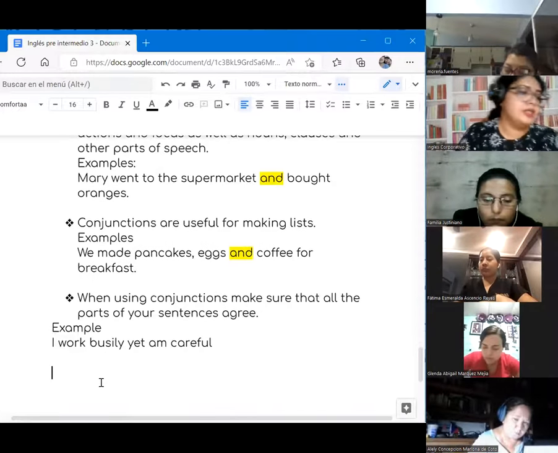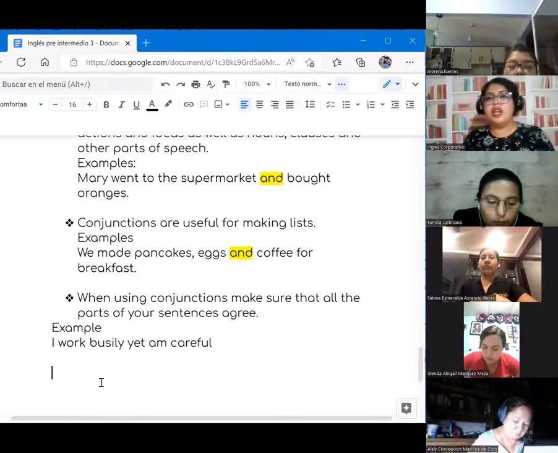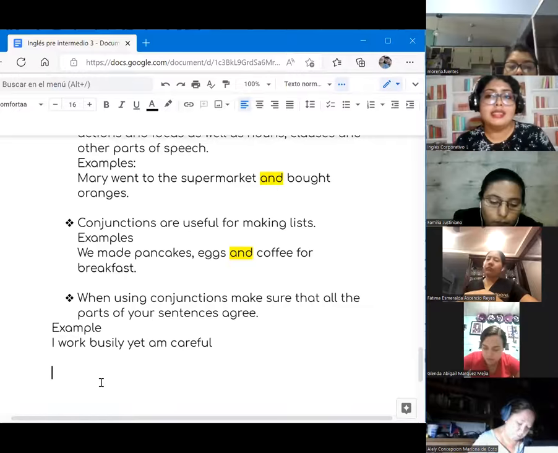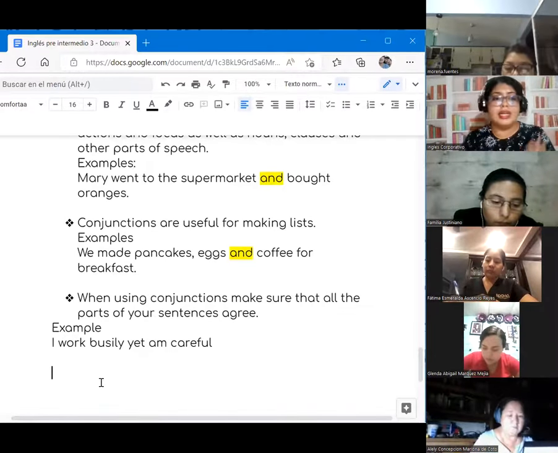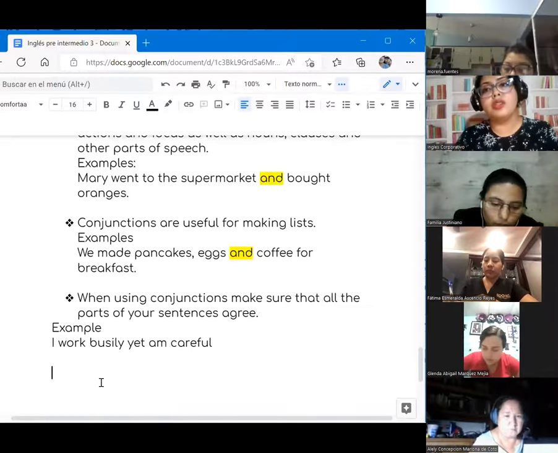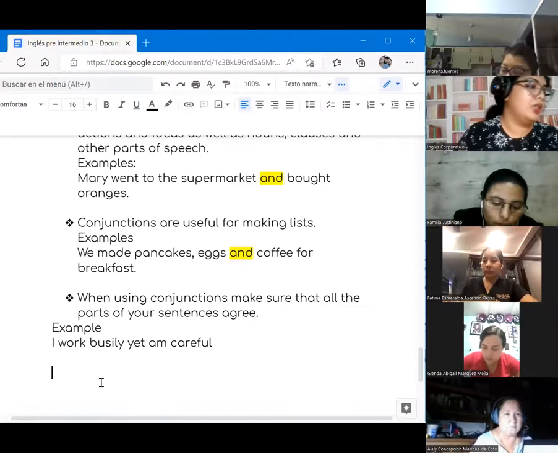In this sentence, they are not agreeing, all the parts of the sentence. No están de acuerdo todas las partes de la oración y no se entiende. Sino que nosotros deberíamos de utilizar esta oración de esta manera.